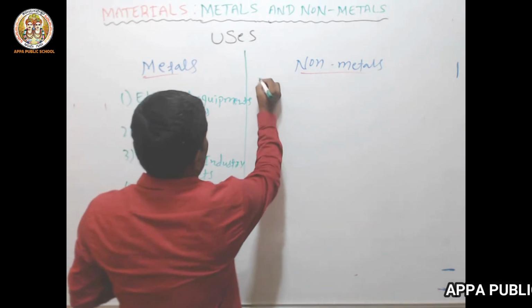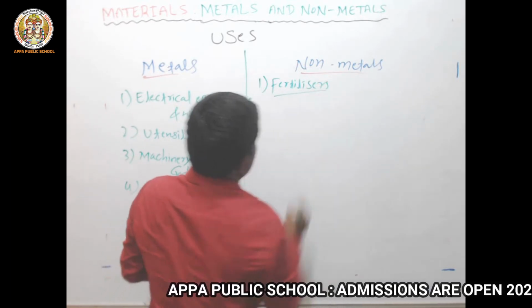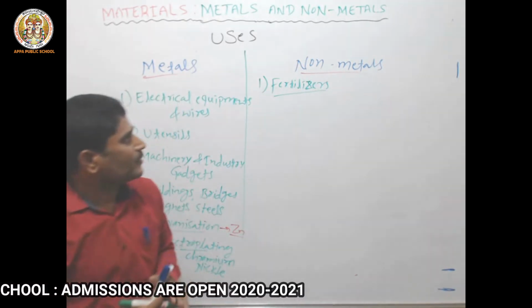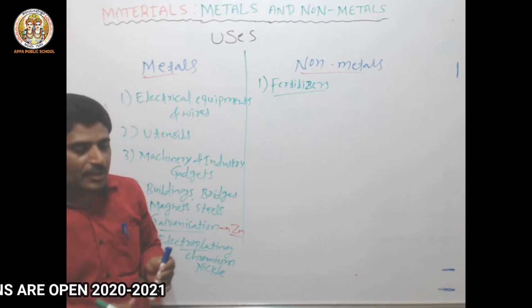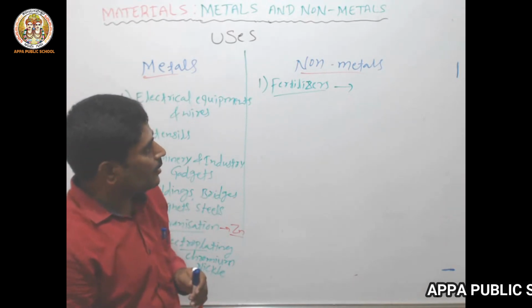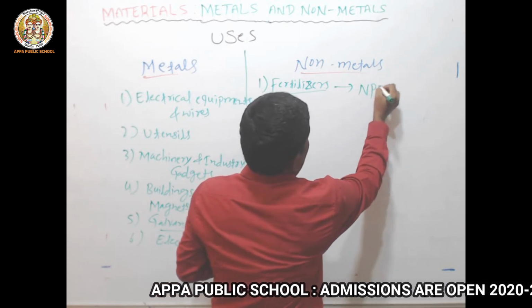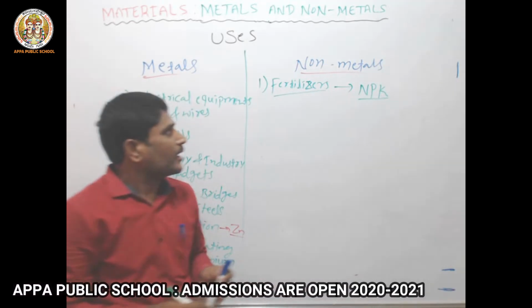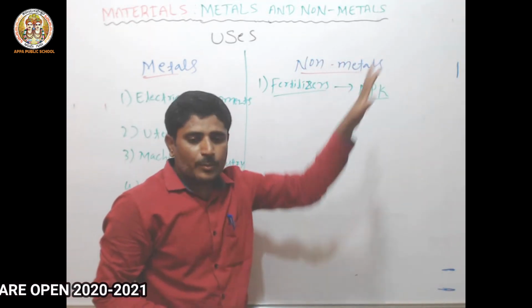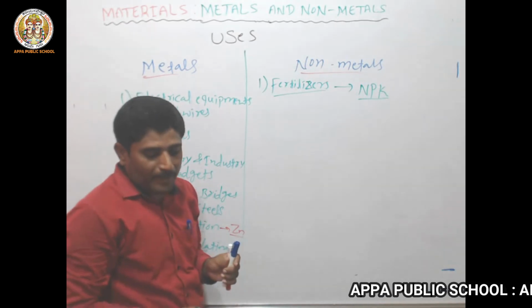So first point is what here? Fertilizers. Okay, my dear friends, you know very well fertilizers. Farmers are going to use fertilizers while sowing the seeds, or they supply them as feed for better growth of the plants, especially NPK. It means nitrogen, phosphorus, potassium. These are the nutrients we are going to provide to the plants for better growth.